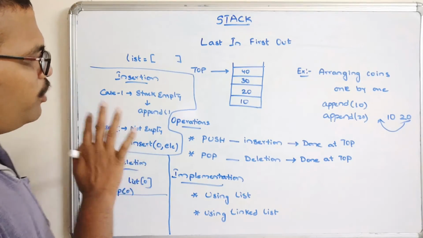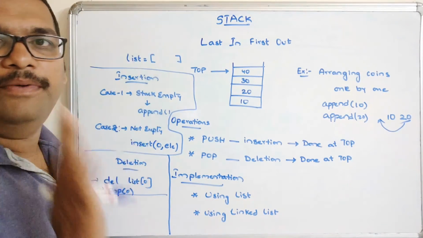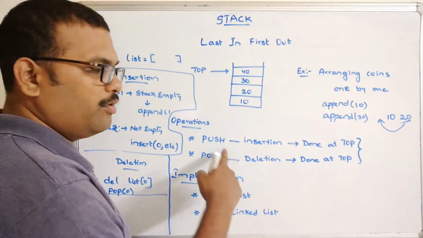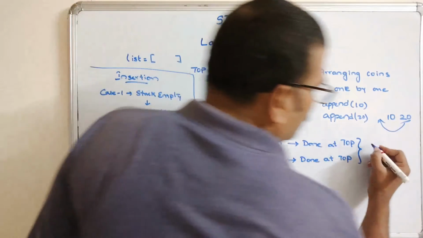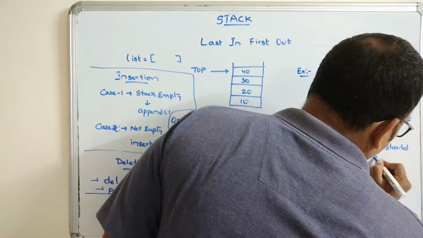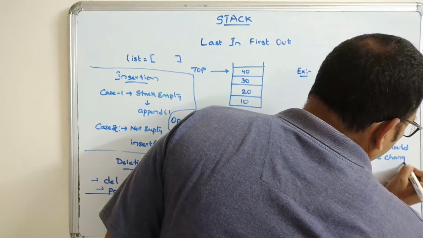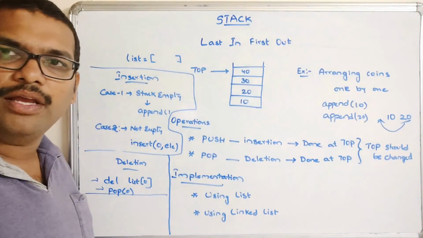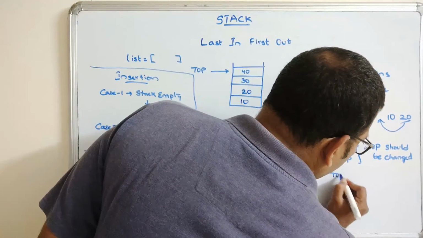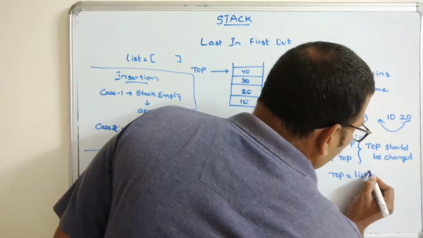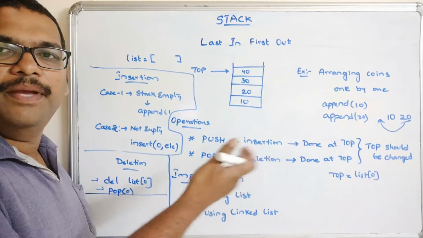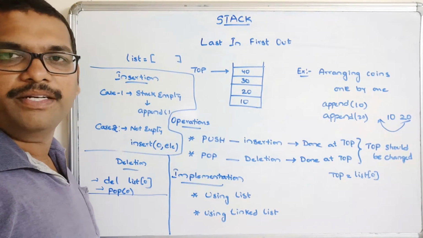Whatever we are doing here, the top should be updated. Either insertion or deletion, push operation or pop operation, the top should be changed. This is also not complex. You can simply assign top is equal to list of 0. Obviously list of 0 is the first element, so the first element will be assigned to the top itself.